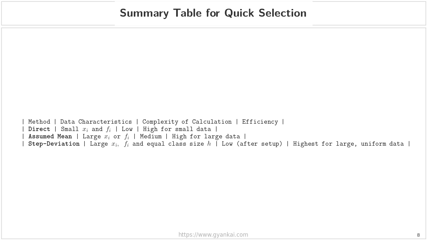Finally, there is the step-deviation method. This is the most advanced option, used when both the class marks and frequencies are large, provided that you have a uniform class size, which we call h. While there is a bit more setup involved initially, the complexity of the actual calculation is very low because you are working with tiny integers. This makes it the most efficient method of all when dealing with large, uniform datasets.